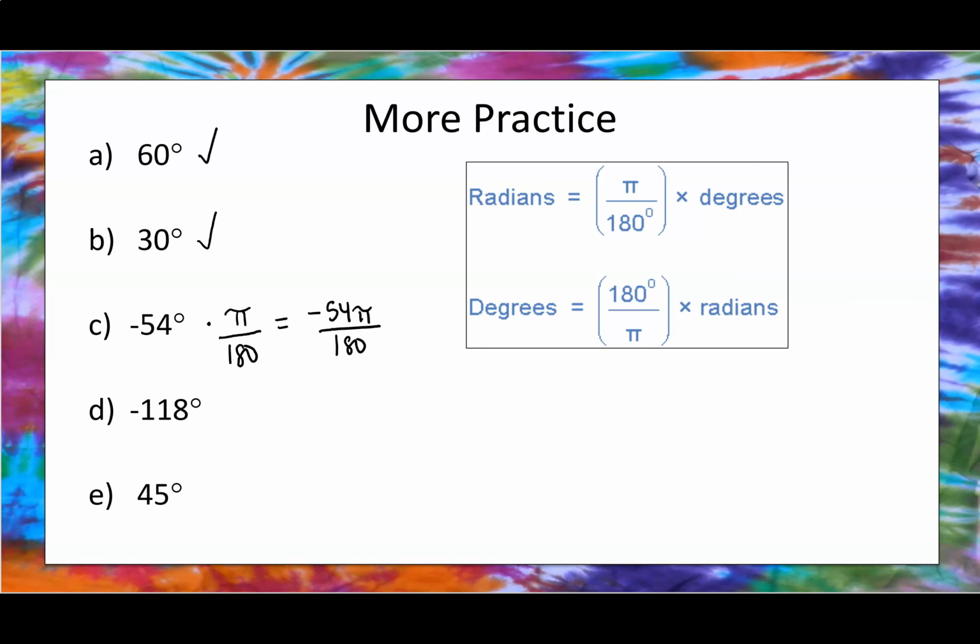And I want you to now put the negative 54 divided by 180 right here into your graphing calculator and press math and then fraction. And you'll see that that's going to reduce to negative 3 pi over 20.